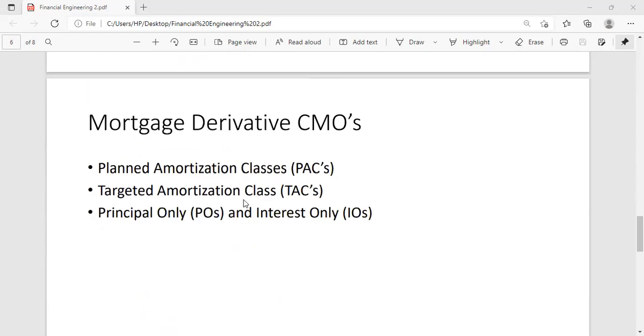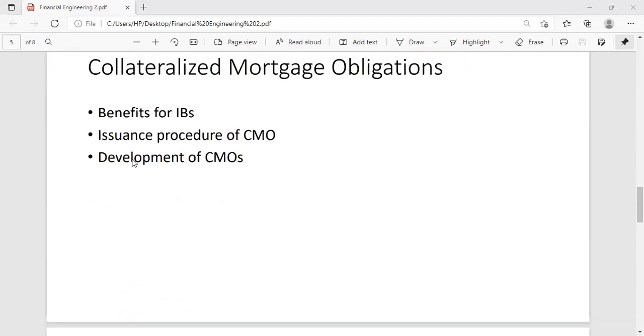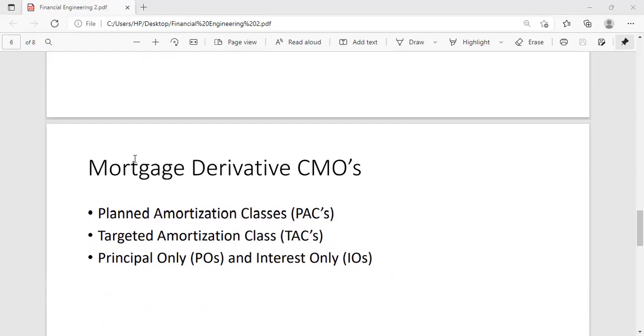All right, so as I was discussing here, generic CMOs, plain vanilla and zero coupon, I discussed. Derivative mortgage CMOs, I will discuss now. The mortgage derivative CMOs, there are 3: planned amortization classes, or shortly known as PACs, target amortization classes, TACs, and principal only and interest only. Different forms of CMOs have evolved, which are known as derivative mortgage products.